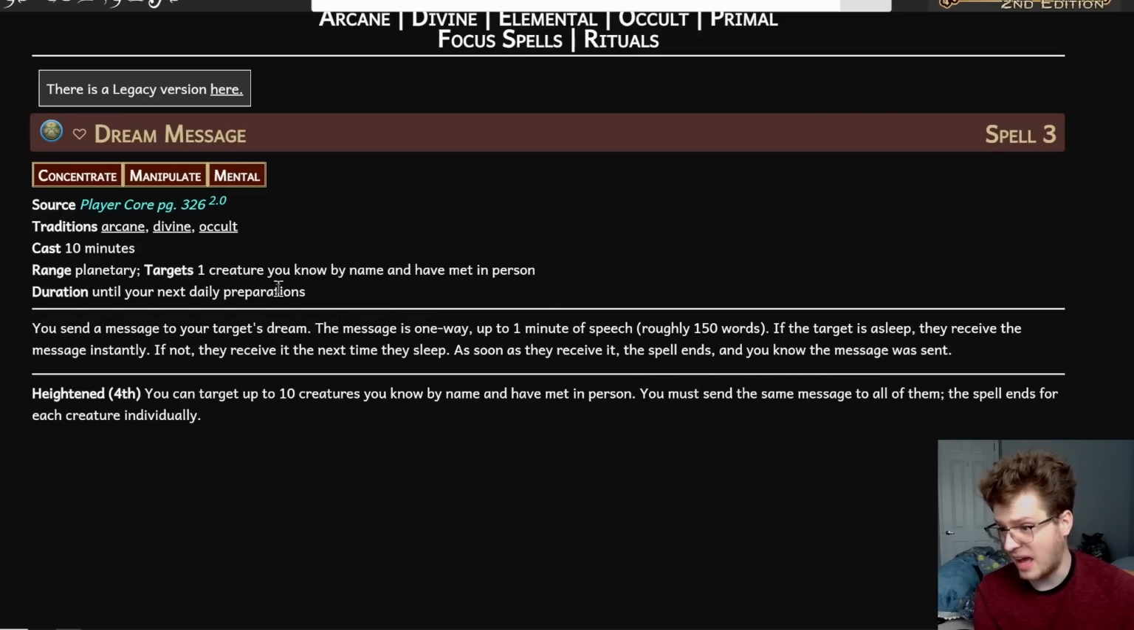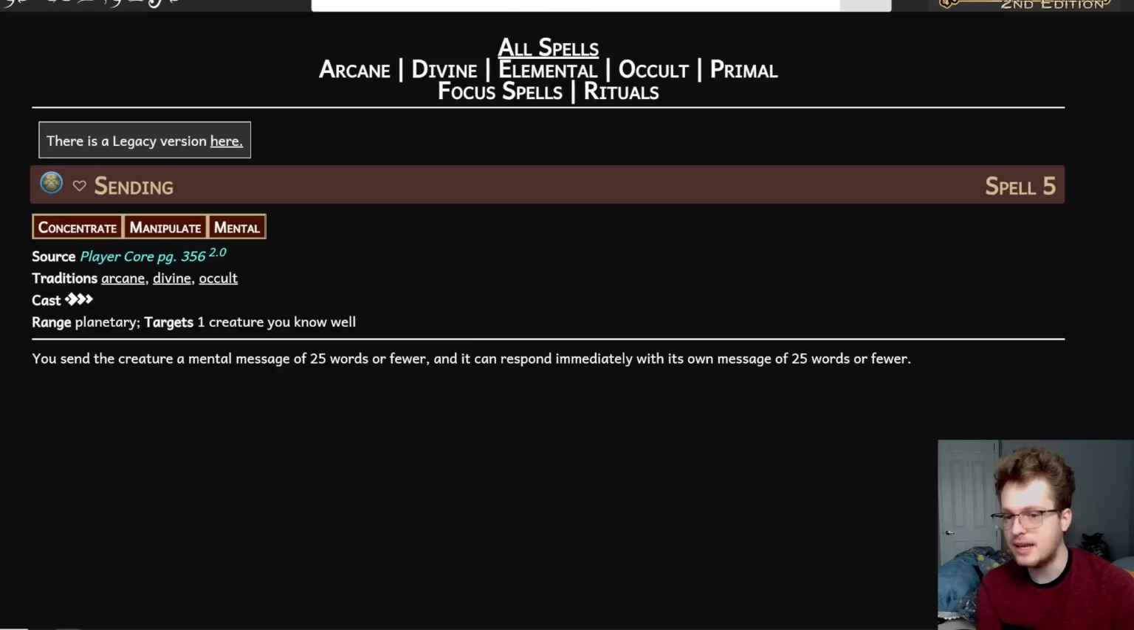So yeah, that's pretty damn good. It lets you send it to up to 10 creatures you know by name and have met in person. So if you need to send a message to a lot of people, you can get a hidden dream message. And this is a lower spell rank than sending, but it doesn't let them send you a message back, which is the downside.